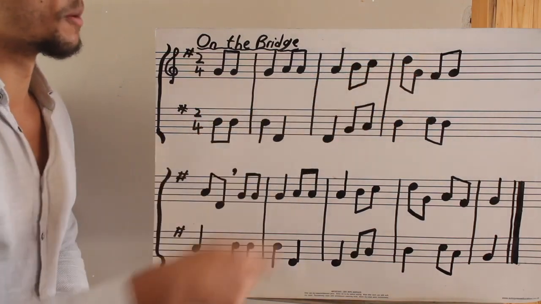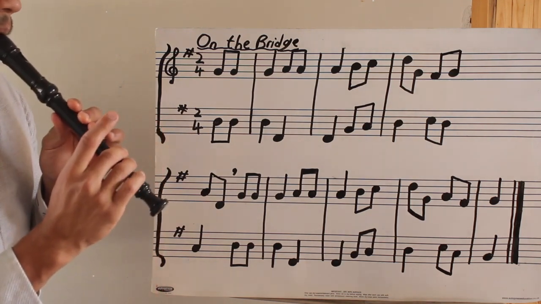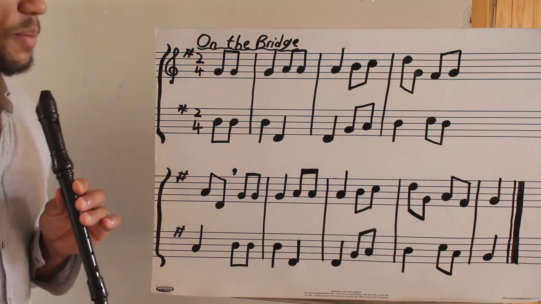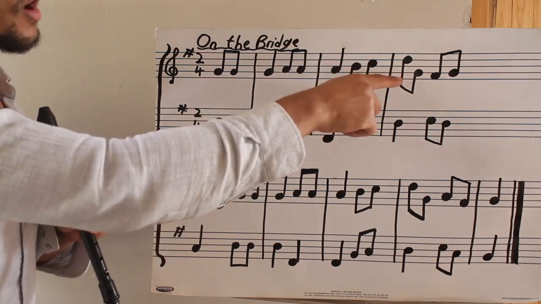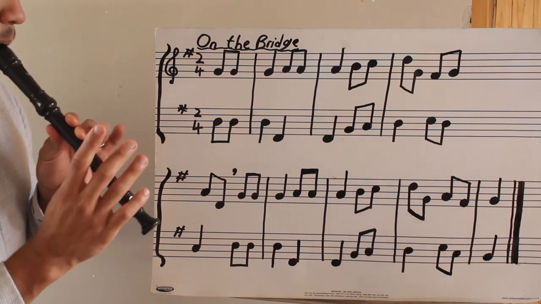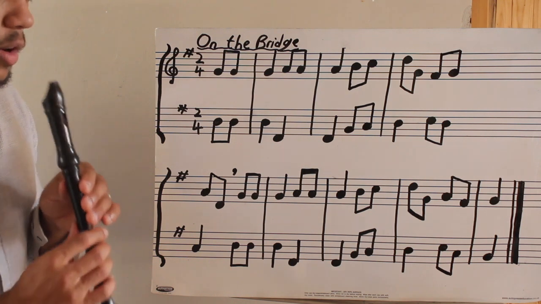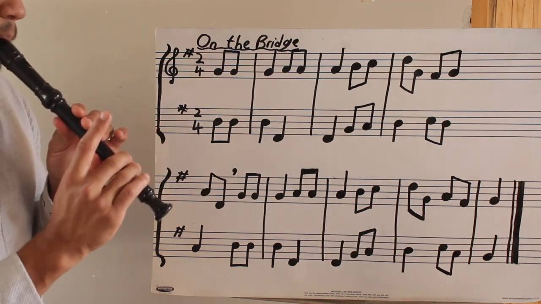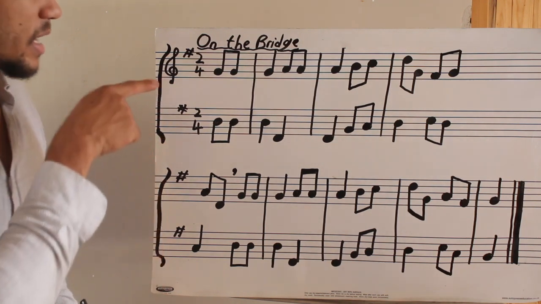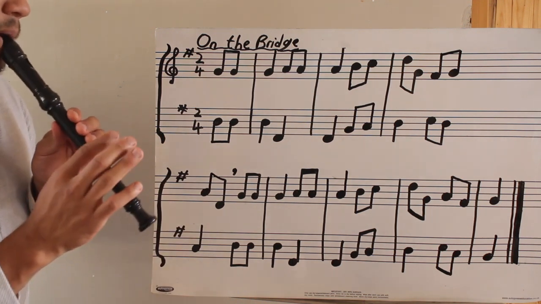So let's try it out from bar 4. 1, 2. Did you get it, or did it miss you? Again. Let's slow it down even more. Go. Let's try take it from bar 1 until bar 5.